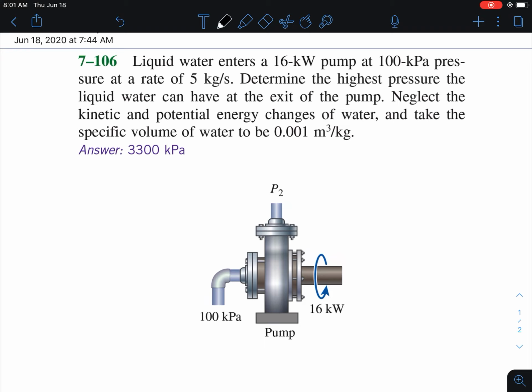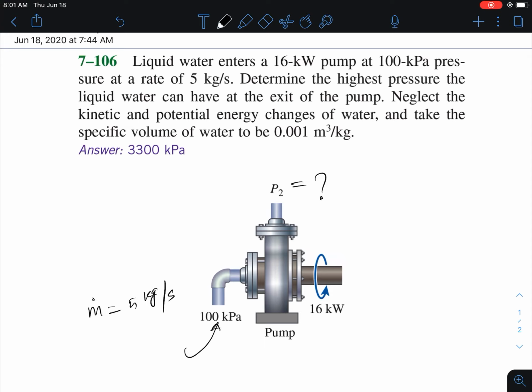So the rated power of this pump is 60 kilowatt, and the input pressure is 100 kilopascal, and the working fluid is coming at a rate of m equals 5 kg per second, right? And determine the highest pressure. So what is the highest pressure? P2, right? The highest pressure of the pump at the exit.